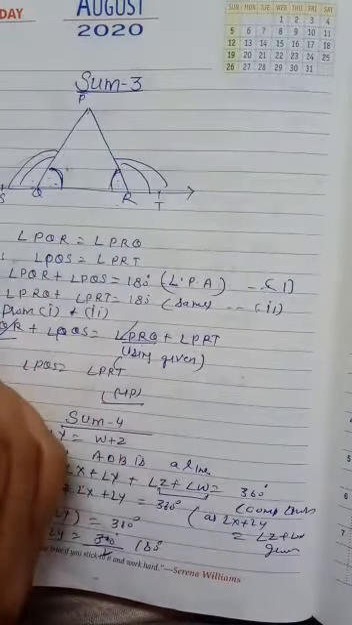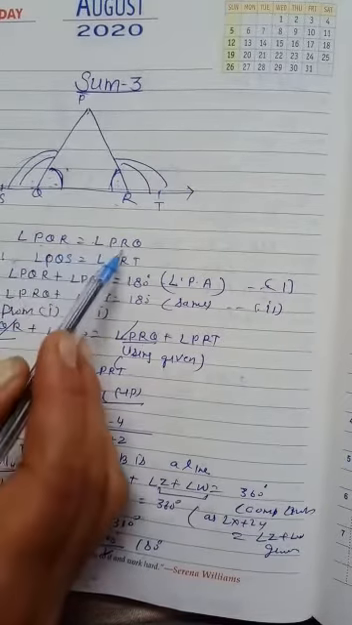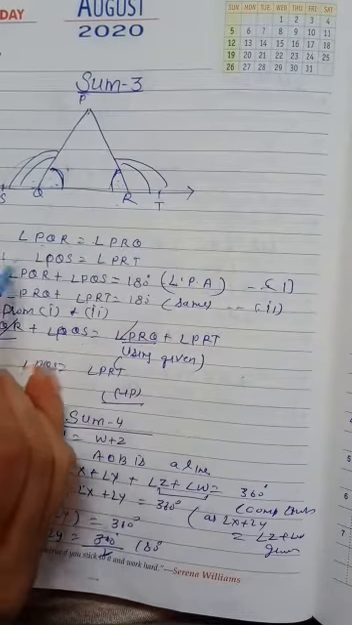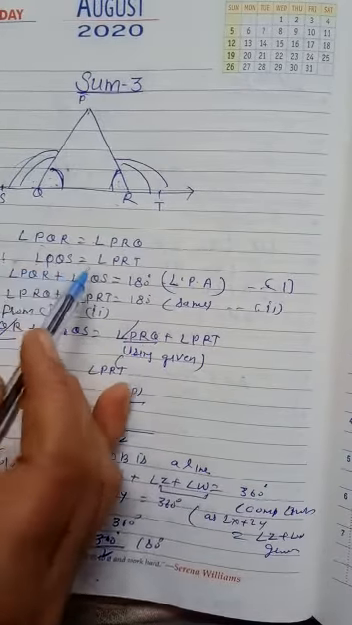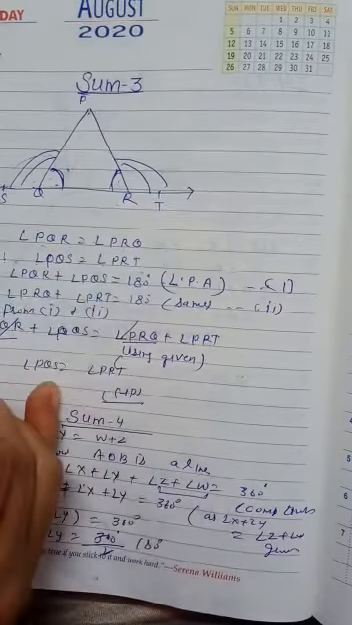Okay, first write given. What is given? Angle PQR is equal to angle PRQ. Okay, to prove, what we have to prove? Angle PQS is equal to angle PRT. Okay, now solution. Just see.